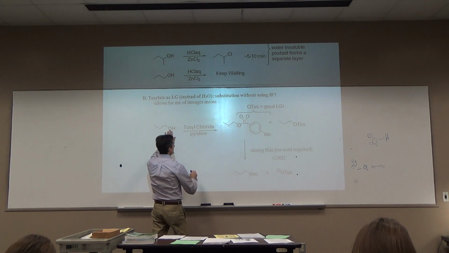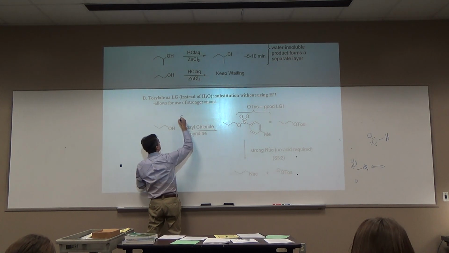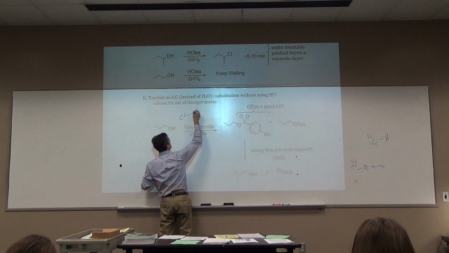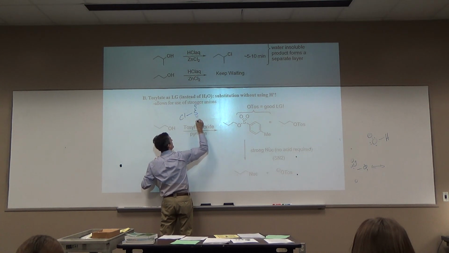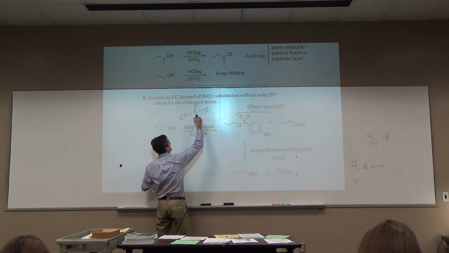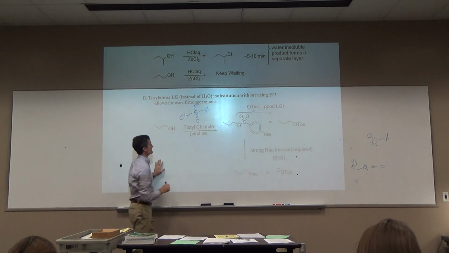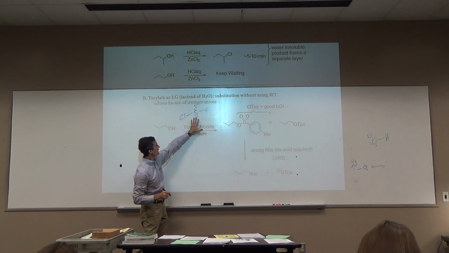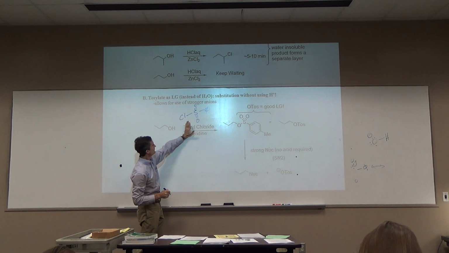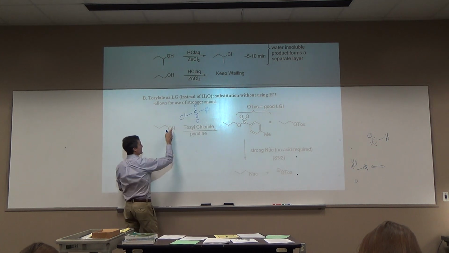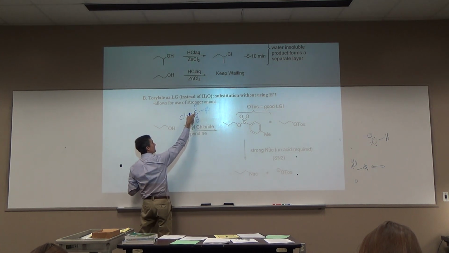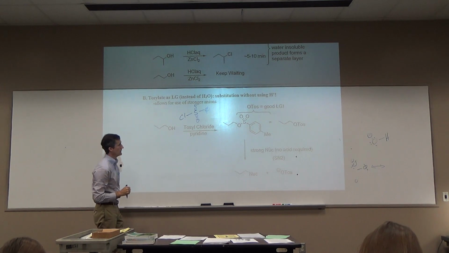Basically, the oxygen, what is tosyl chloride? Tosyl chloride is chlorine on the tosyl group. Again, I'll abbreviate it. Tosyl chloride. And the oxygen ends up binding to the sulfur instead of the chlorine. Okay?